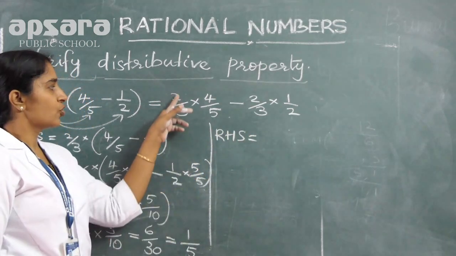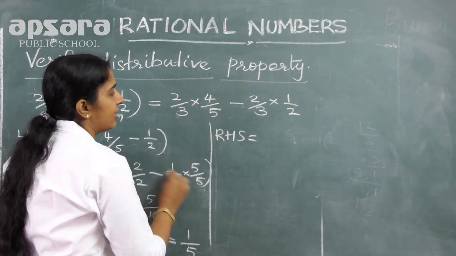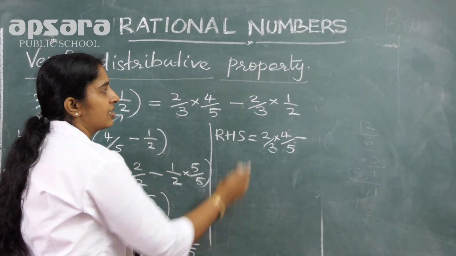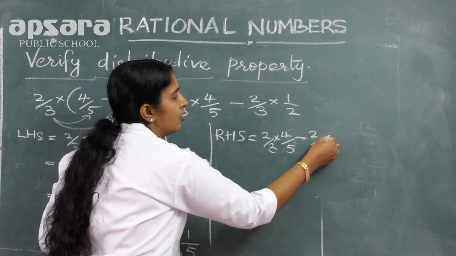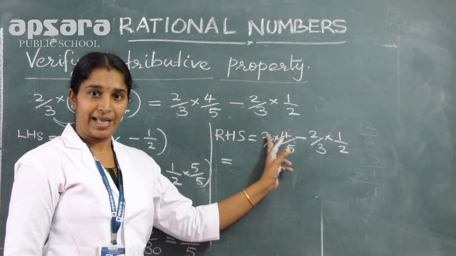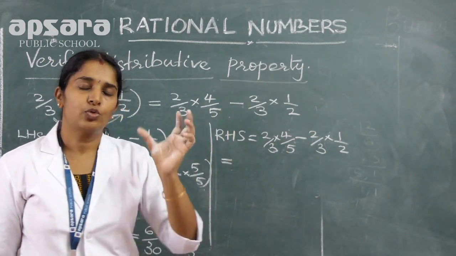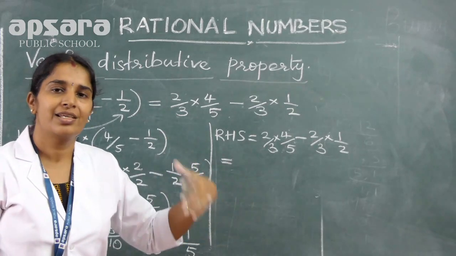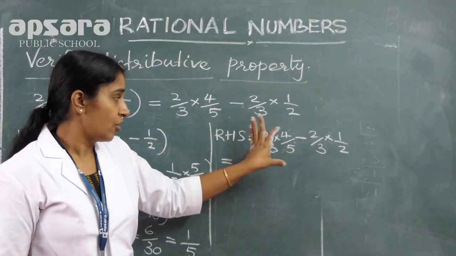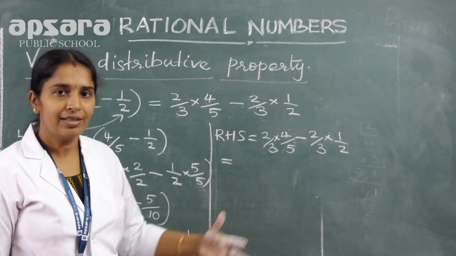You know that RHS is 2 by 3 into 4 by 5 minus 2 by 3 into 1 by 2. See here, directly you can multiply, no need of finding the LCM. Some of the students have seen many times that when you get two rational numbers to multiply, you used to find LCM and it will be complicated. Okay, don't go for such things. When you have to multiply two rational numbers, directly multiply the numerators, multiply the denominators.